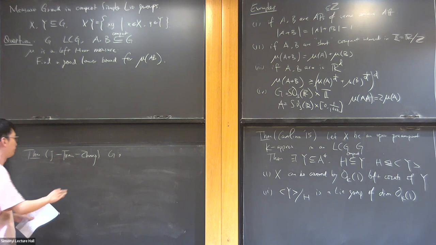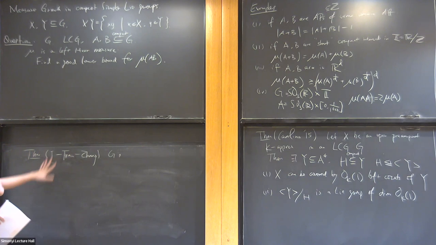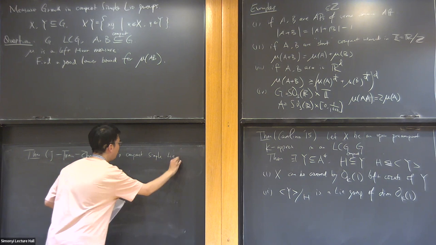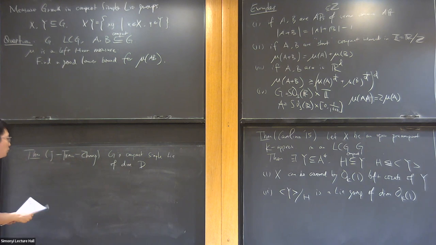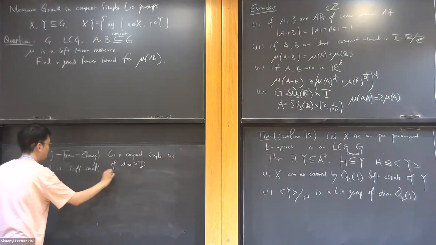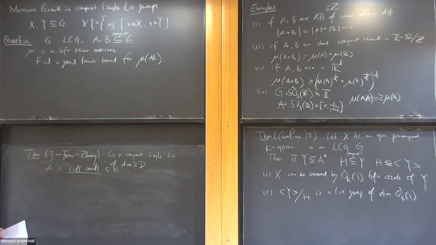Okay, I want to mention two results, and both of them we talked about at different seminars. So here, if G is a compact simple Lie group of dimension d, and A is sufficiently small. We can make it quantitative, but this is really, really small, like 1/1000 to the d, something like that. So A is sufficiently small.